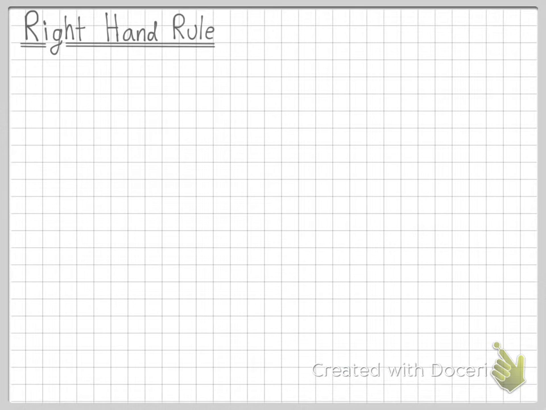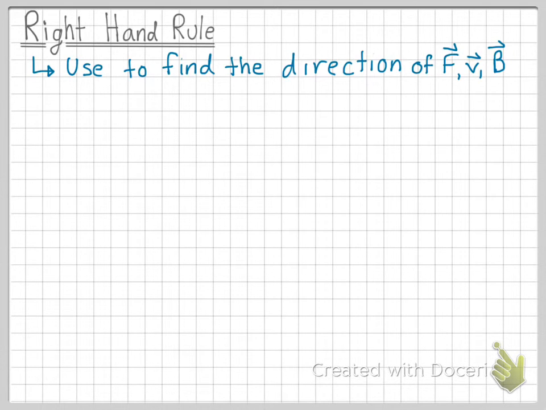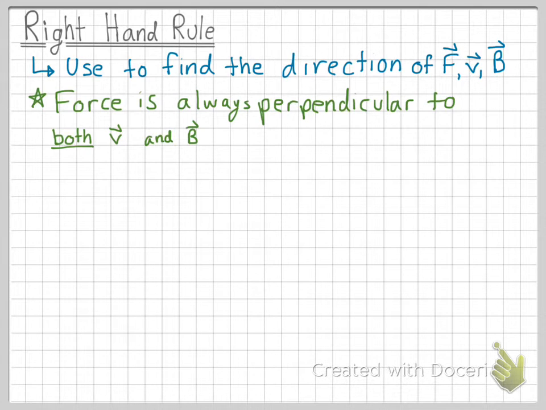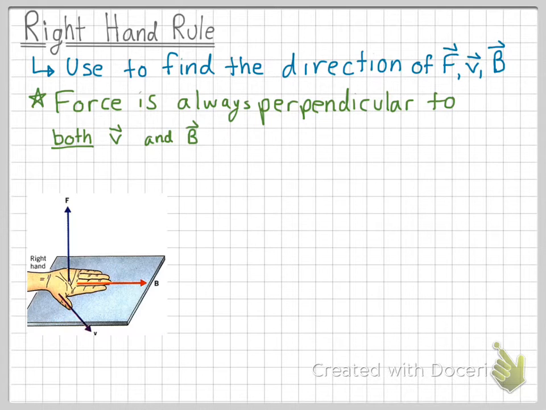This video is a brief introduction to the right-hand rule, which we will use to find the direction of the force, velocity, and magnetic field. One important thing to note is that the force is always perpendicular to both the velocity and the magnetic field. So this graphic here shows how we're going to use the right-hand rule in order to find the direction of the force, magnetic field, and velocity.